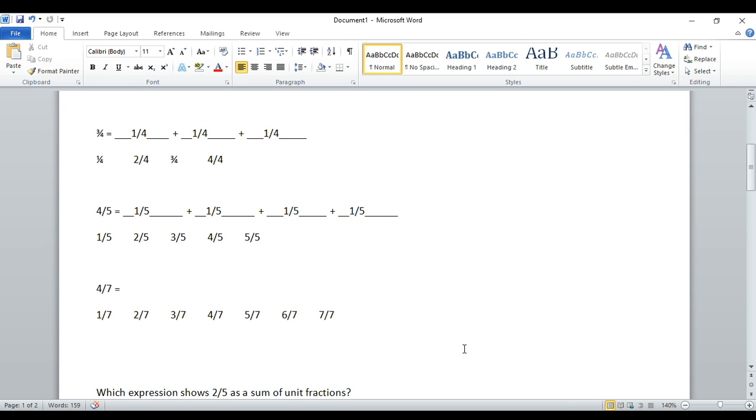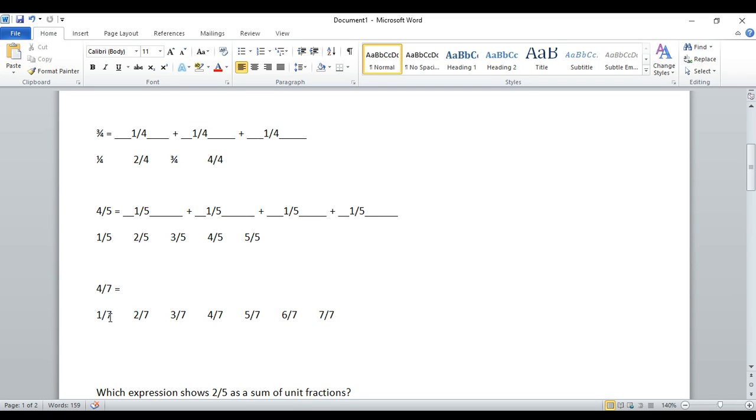All right, so here we go with part 2 of this. This time we're going to decompose 4/7 into unit fractions. So what is the smallest unit of 4/7? What can we break it into?